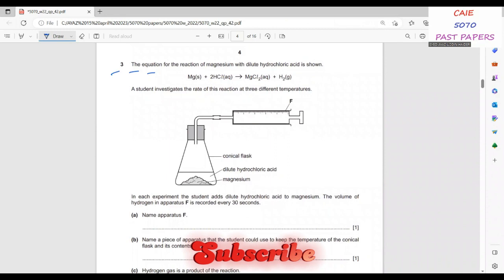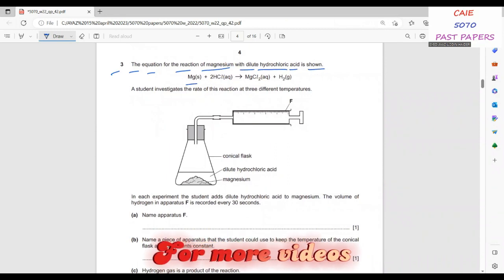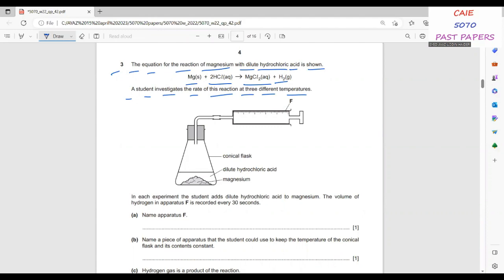Number three, the equation for the reaction of magnesium with dilute hydrochloric acid is shown. Mg(s) plus 2HCl(aq) gives MgCl2(aq) plus H2(g). A student investigates the rate of this reaction at three different temperatures. This is the whole setup. You have magnesium and dilute hydrochloric acid in the conical flask, and it's connected to apparatus F.